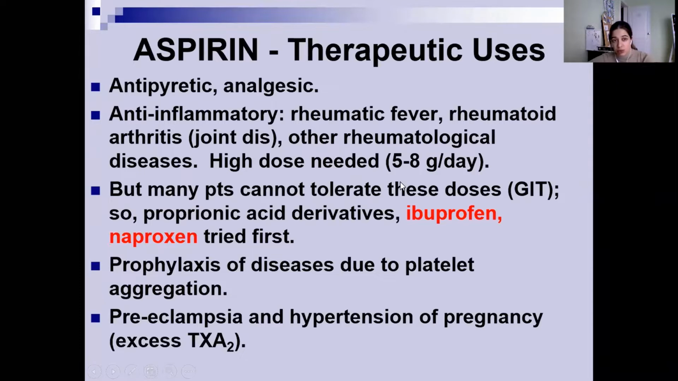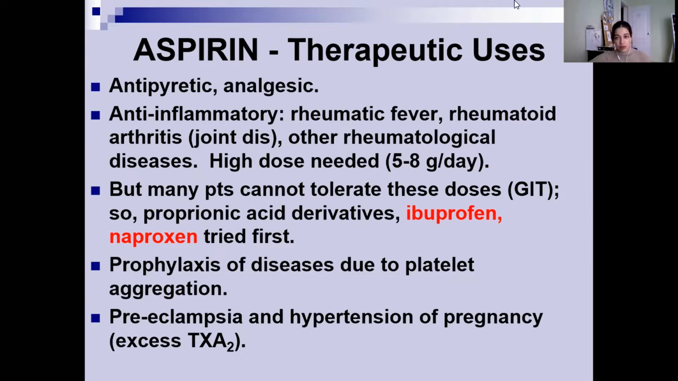The therapeutic uses of aspirin, of course, in high doses: antipyretic, analgesic effect, and anti-inflammatory, absolutely. But many patients cannot tolerate these doses because of the GIT. So first, we should try drugs like ibuprofen and naproxen because they have lower doses and maybe less toxic effect on the GIT, but I wouldn't say so. Actually, they also have a very toxic effect. And prophylaxis of disease due to platelet aggregation. This is in low doses.